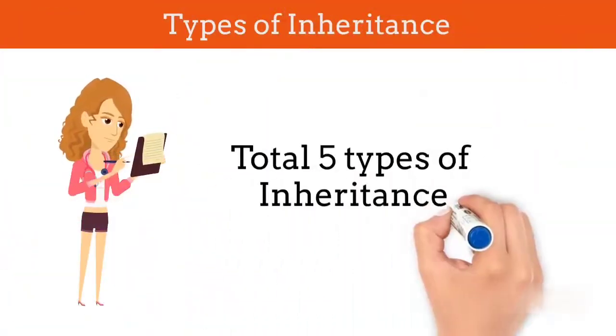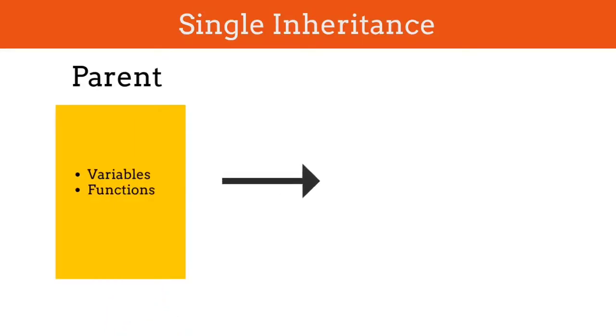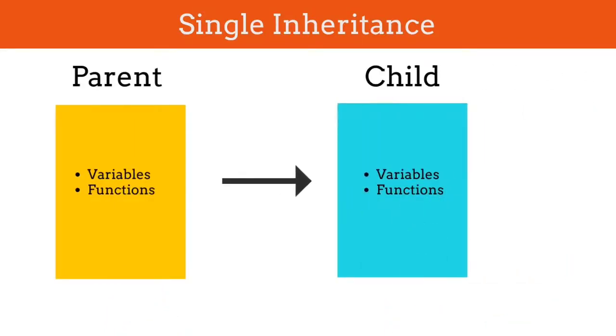Now let's take a look at the types of inheritance in Java. There are a total of 5 types of inheritance we can implement in Java. First type of inheritance is single inheritance. In this type, one child class and one parent class is present, and the child class can access all the methods and variables of a parent class. Please refer to the description for syntax.